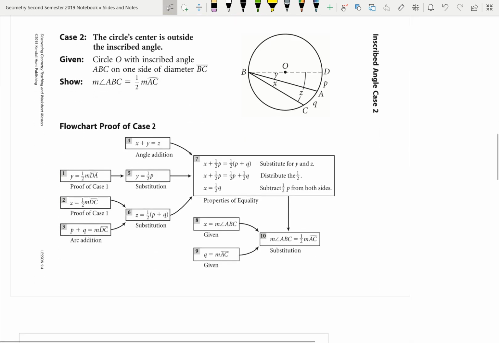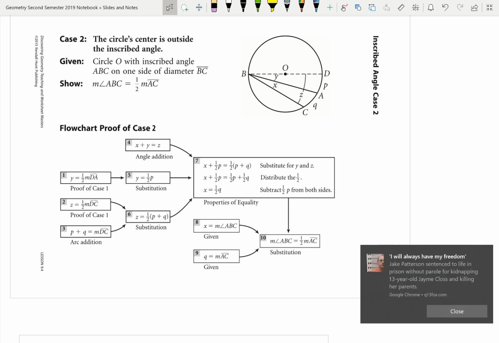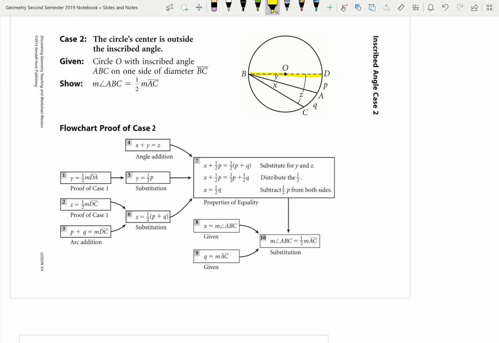And let's go ahead and look at case 2 now. So case 2 is looking at when circle O is outside the angle. And let's go ahead and prove that the measure of angle ABC is still equal to 1/2 the measure of arc AC. So in this proof, we're going to draw a line right here, and then start out with saying that y is half the measure of arc DA, and then z is half the measure of arc DC.